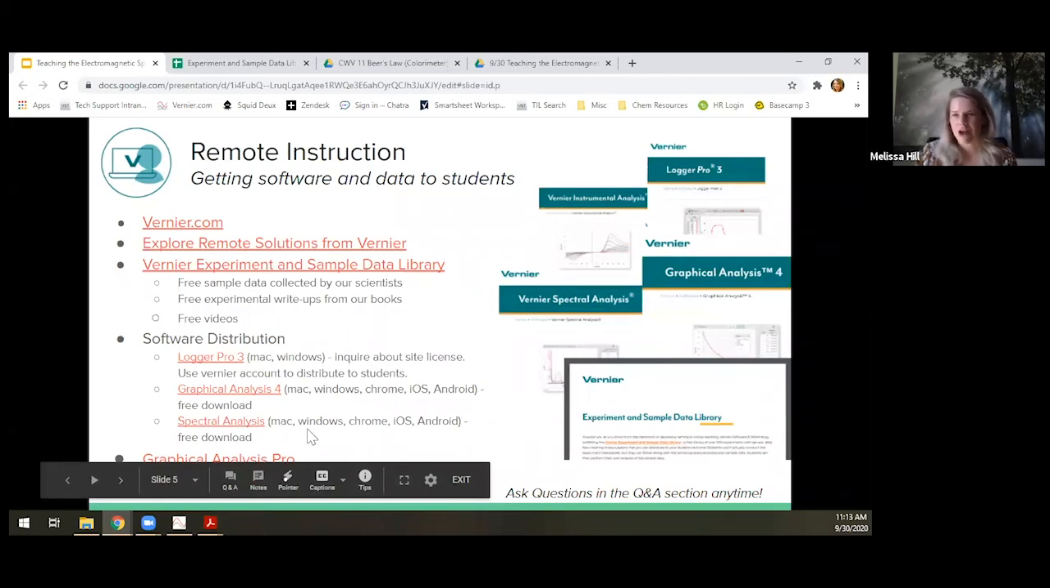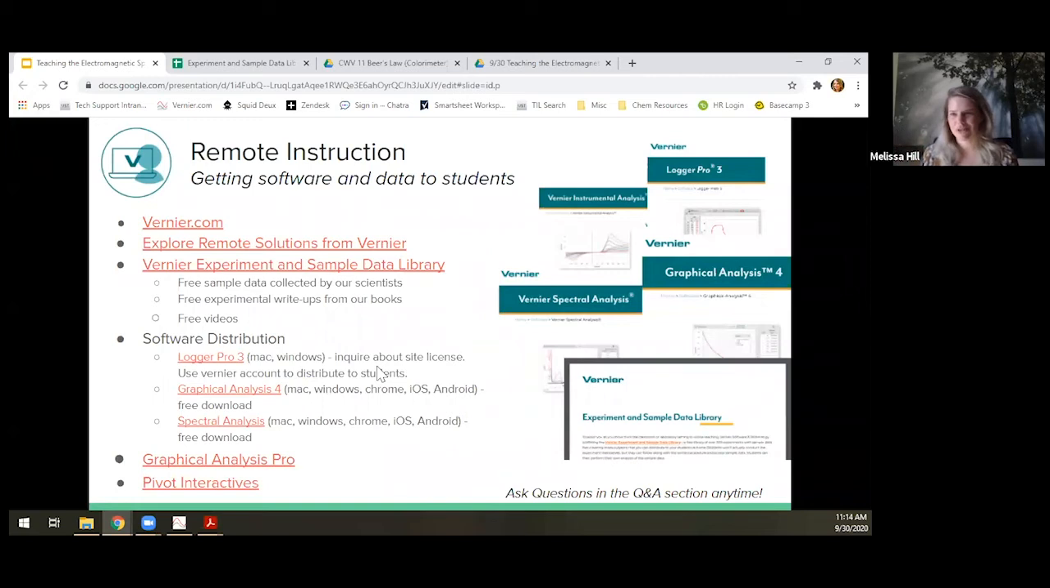I'm also going to talk about Graphical Analysis Pro today. It's a brand new piece of software that we are offering. Instead of what we just went through with that really complicated Google Sheet that had a whole bunch of stuff, you can put the video and the data set and everything all in one file. So that's what we're going to talk about. And then again, I'll briefly talk about Pivot Interactives.